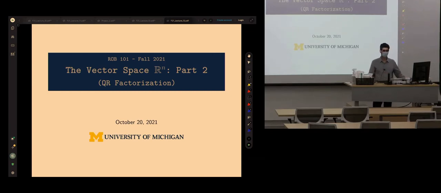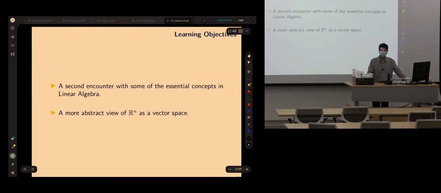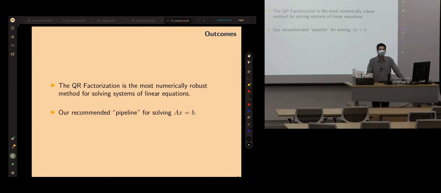This is the last lecture on chapter 9, vector spaces, part 2. So today we are going to talk about QR factorization. We are going to learn a new way to factorize matrices. And then we're going to learn a new way to solve the linear system of equations using this new factorization.